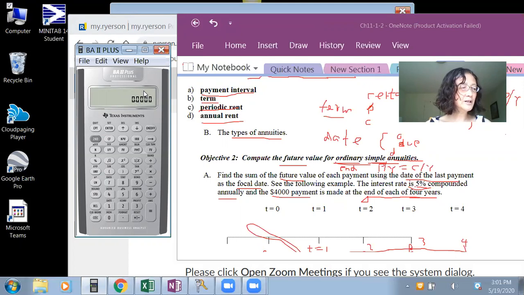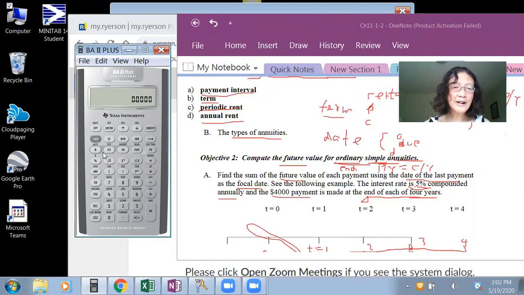After chapter 11, in later chapters, we will introduce annuity due, meaning the payment is made at the beginning of a period. So we need to use annuity due, and we need to have the calculator in begin mode. How do you turn begin to end or end to begin? Again, please watch my video for this one. In this example, we are going to use end. By default, if you see nothing, it is end.